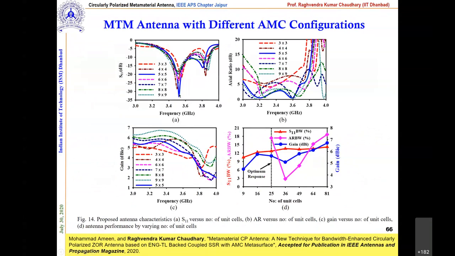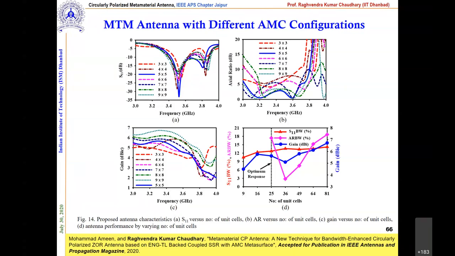different arrays, meaning 3x3, 4x4, like that. You are free to use 10 by 10, but the concept of miniaturization will go off. So we need to find a sufficiently large ground plane or reflector so that we can get an acceptable gain and all the things. We ran the simulation and found that 5x5 will not deteriorate your impedance bandwidth as well as the gain. So this 5x5 we used.